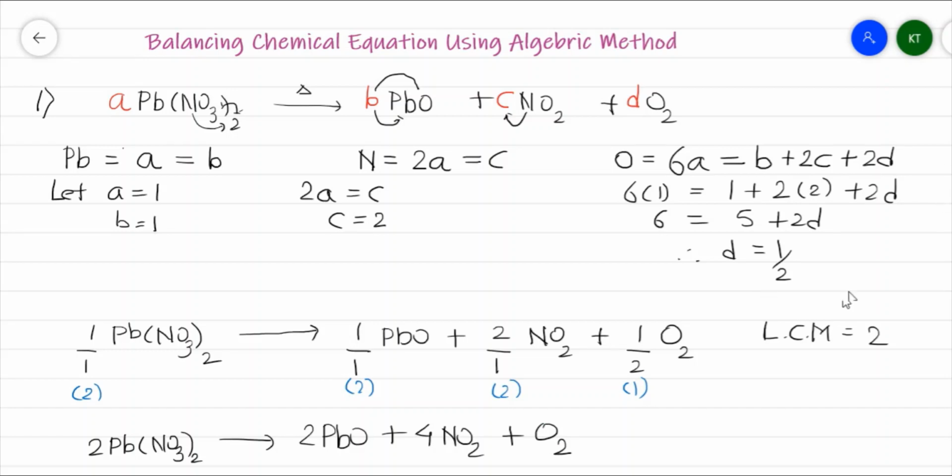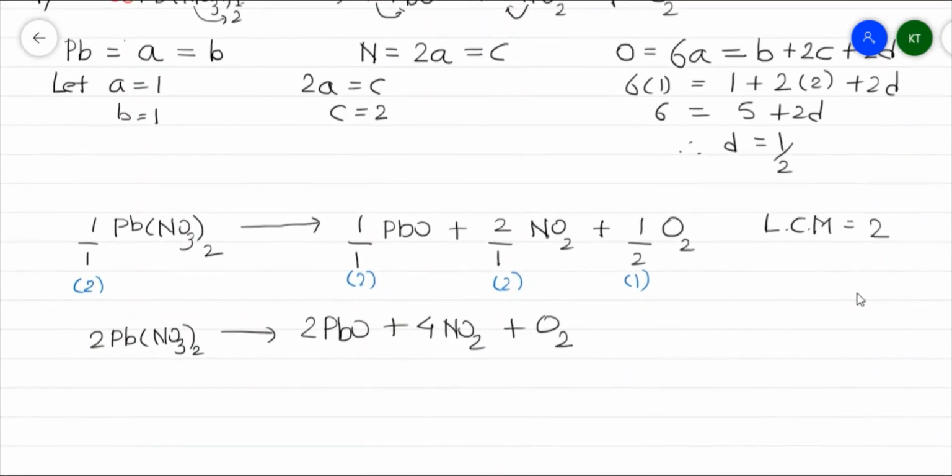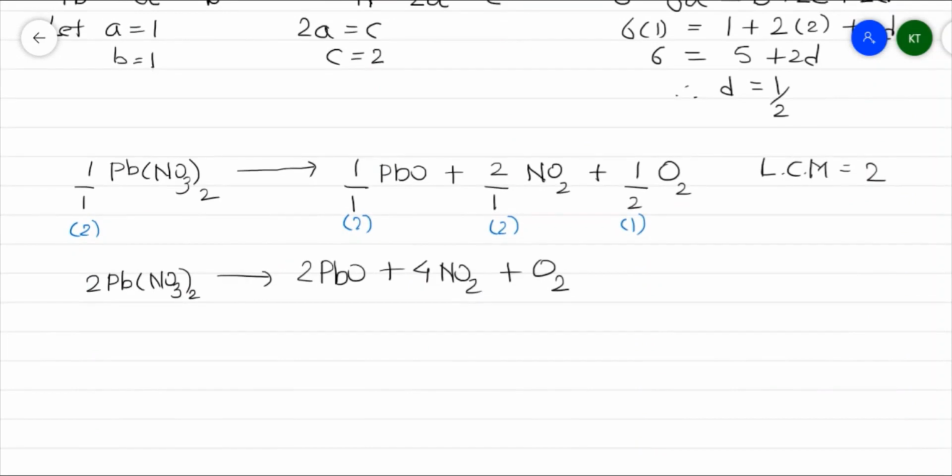Now if you carefully look at this equation, it has now become a balanced chemical equation. How can I check that? See, on the reactant side I have 2 Pb, on the product side I have 2 Pb. On the reactant side I have 2 into 2, 4 nitrogen, and I have 4 nitrogen here. Then on the reactant side I have 3 2s are 6, 6 2s are 12 oxygen atoms.